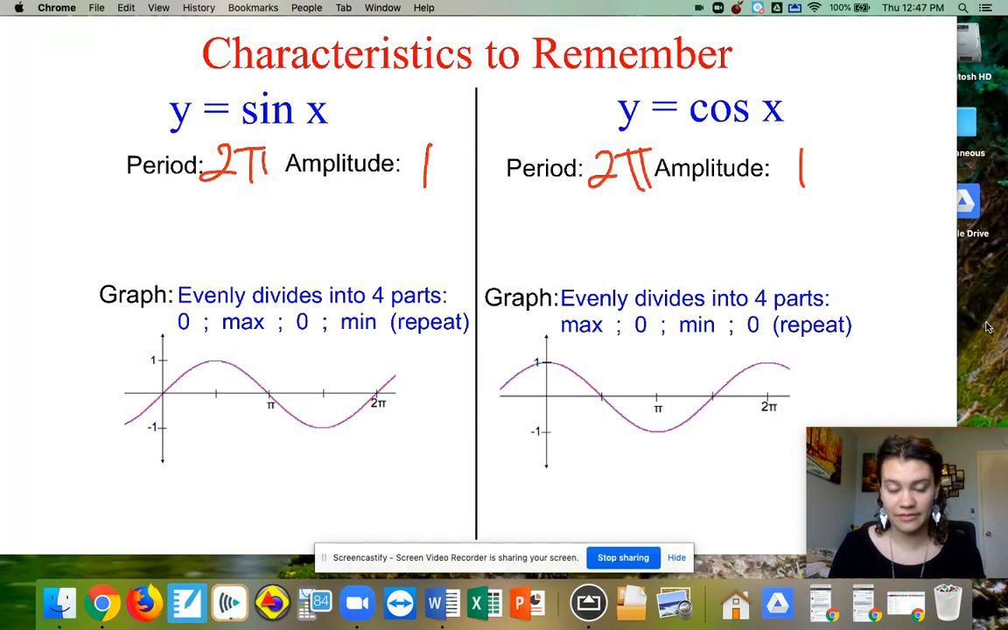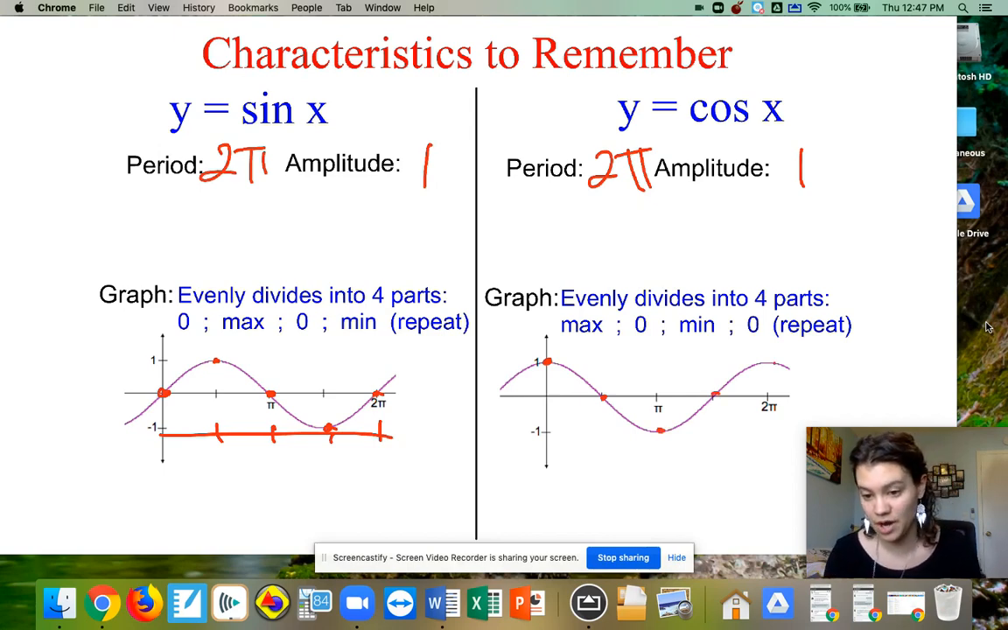And then how you would graph it, you want to divide your period into 4 equal parts. So if my period is 2 pi, I'm going to divide that into 4 chunks, and then sine starts at 0, it goes up to the peak, back down to 0, down to the minimum, and then back to 0. And the same with cosine, except it starts at your maximum, goes to 0, minimum, 0, maximum. So you always repeat the same process, and you can just keep doing that over and over again.